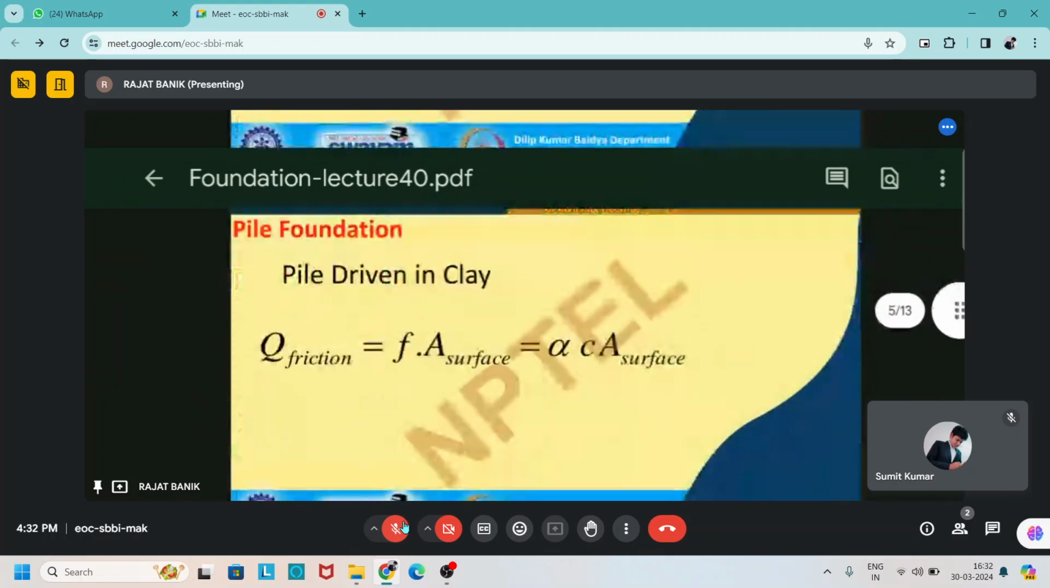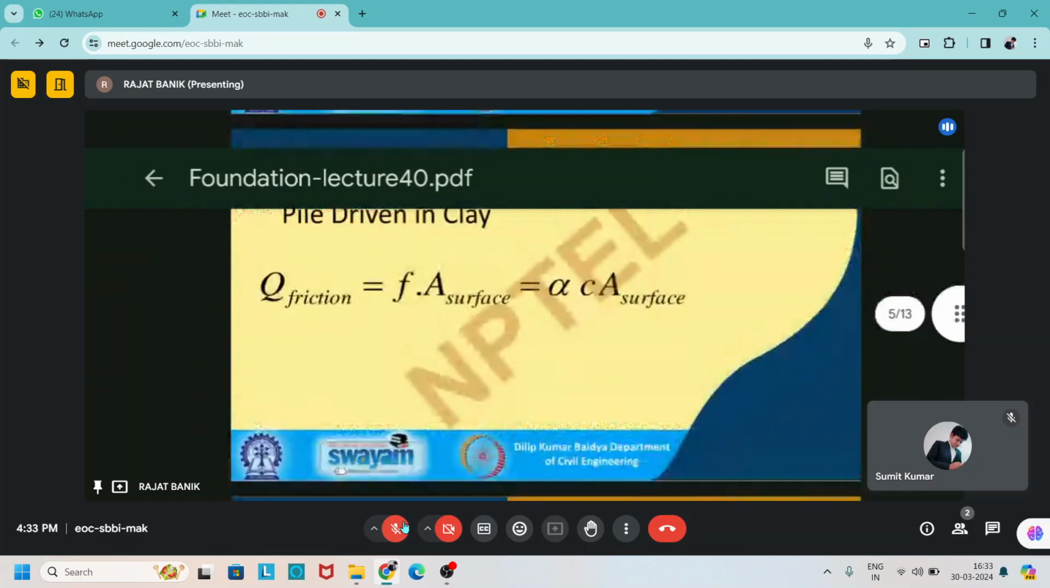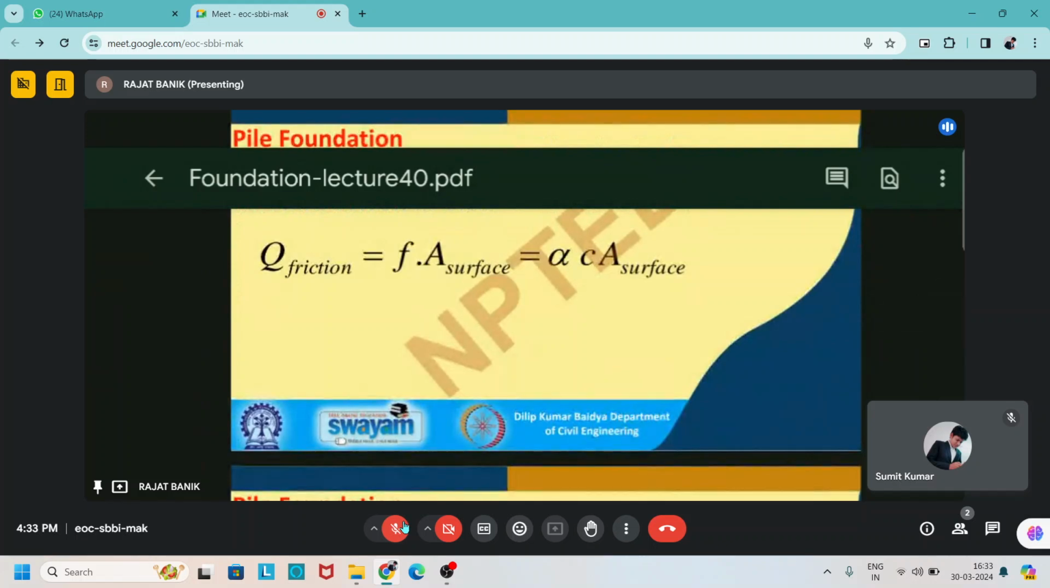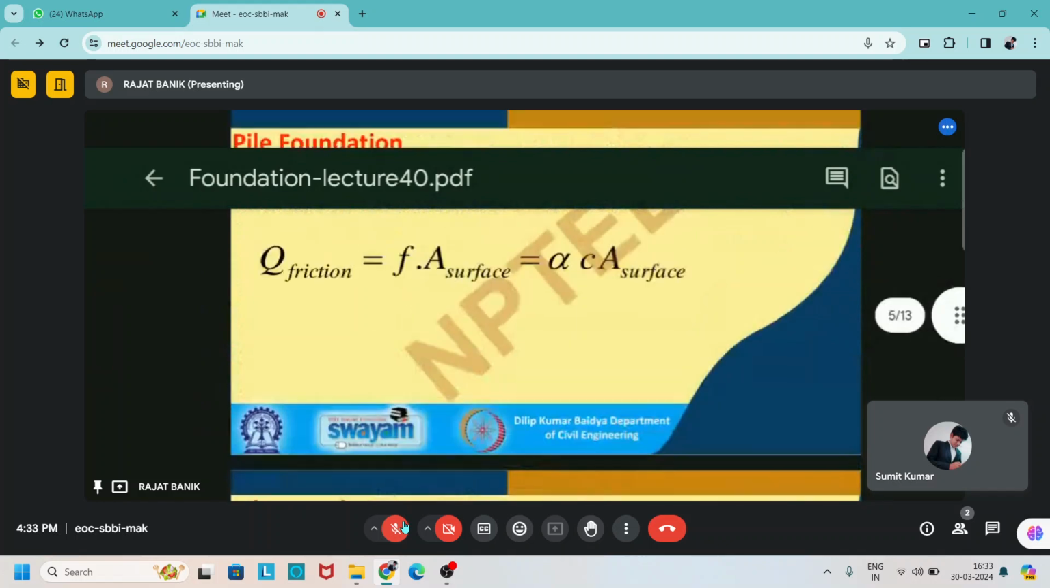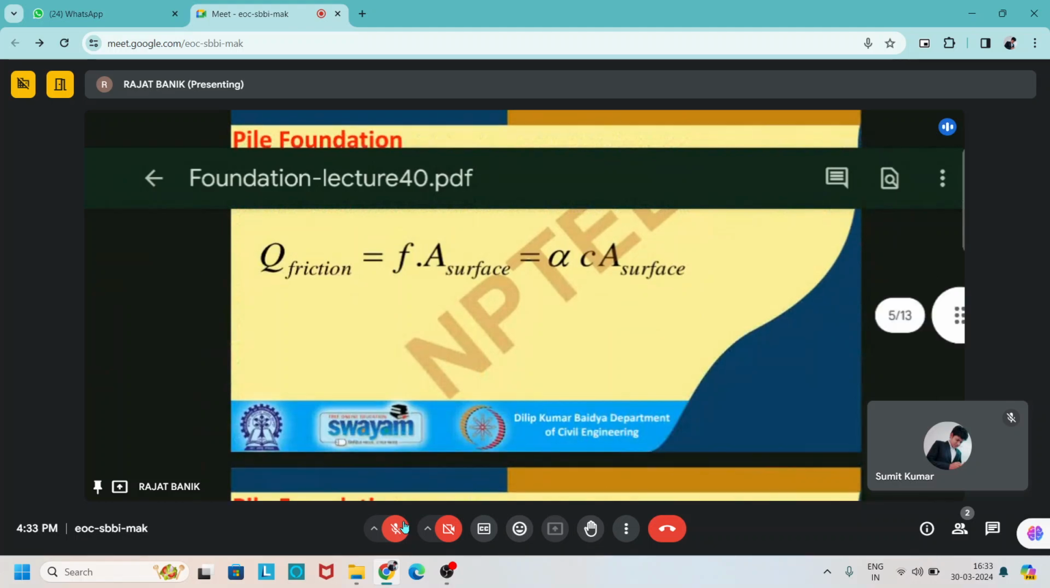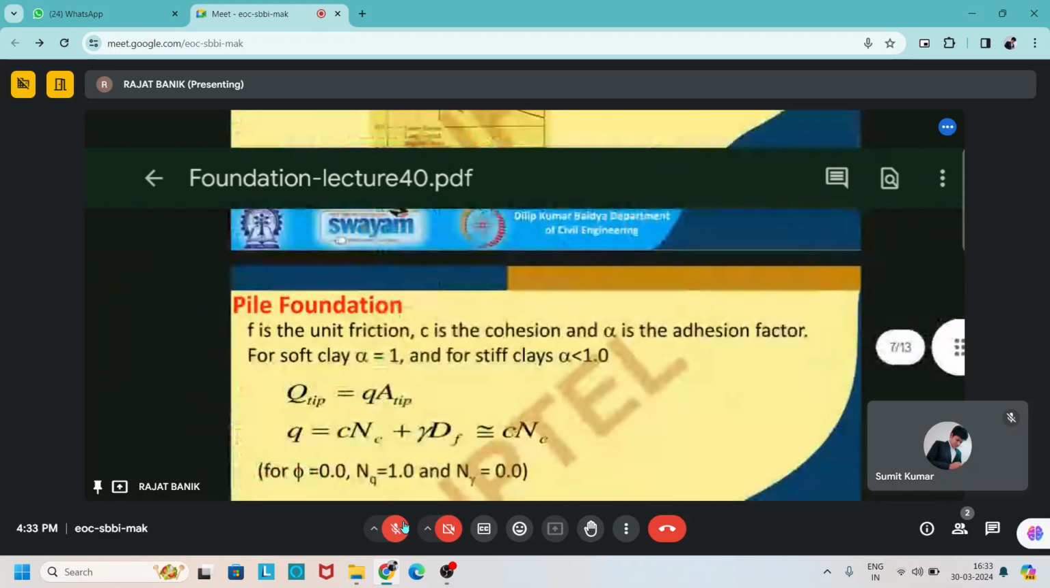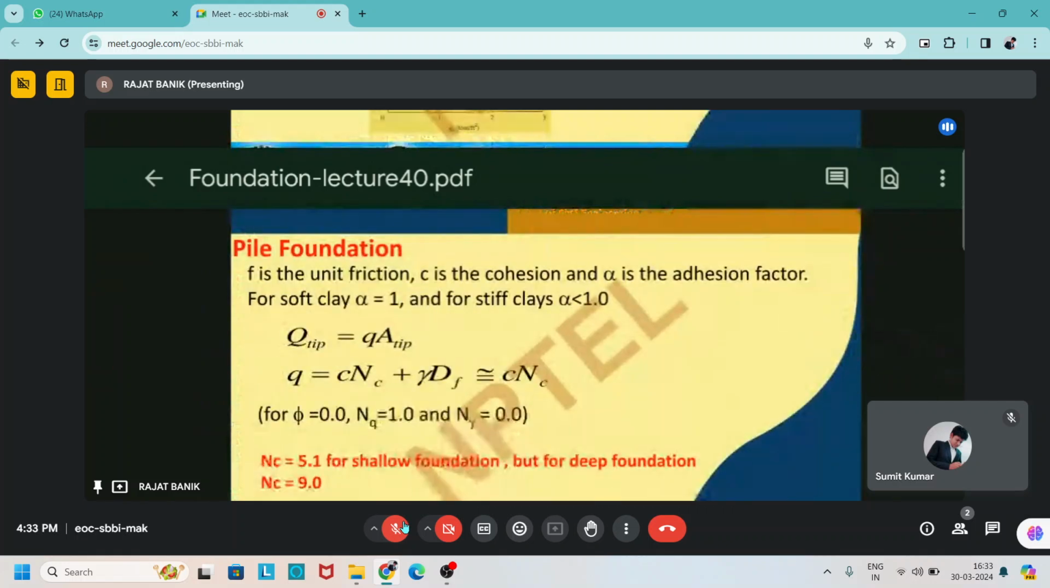Now moving to the pile capacity in clay. Same in clay, the friction load is equal to alpha into C into A surface, where alpha is the adhesion coefficient, C is the unit cohesion around the shaft, and A surface is nothing but the surface area of the shaft or pipe. It is said that this adhesion factor for soft clay is equal to 1, and in stiff clay it is less than 1.